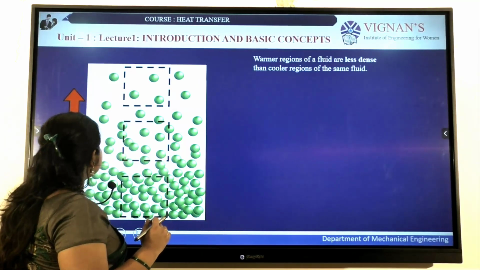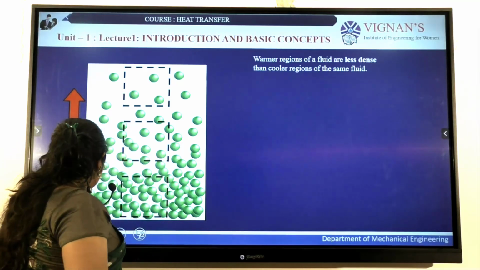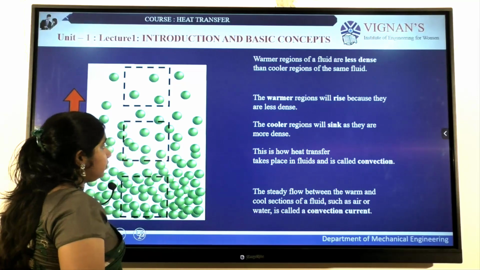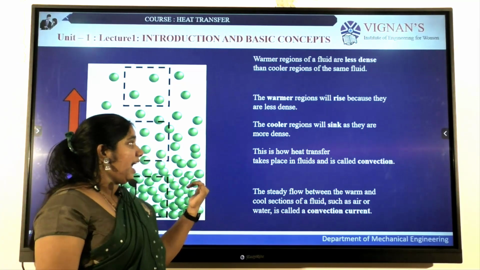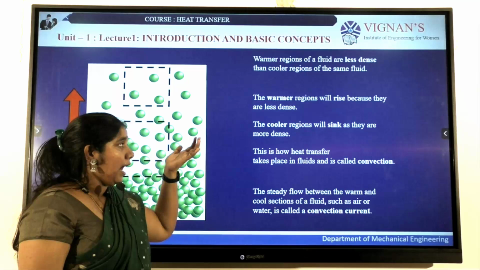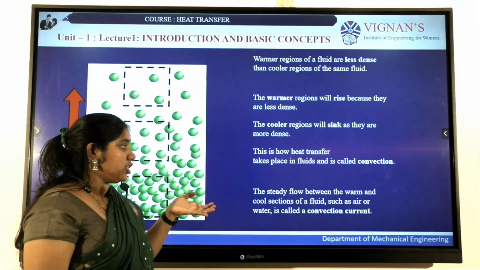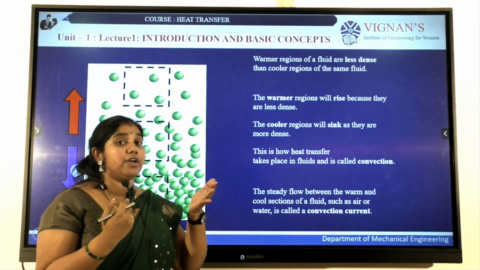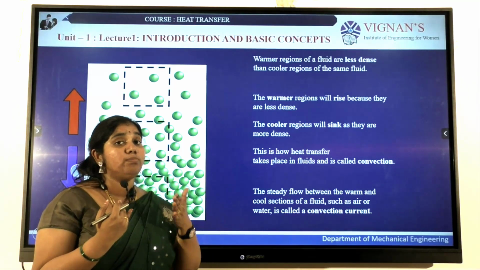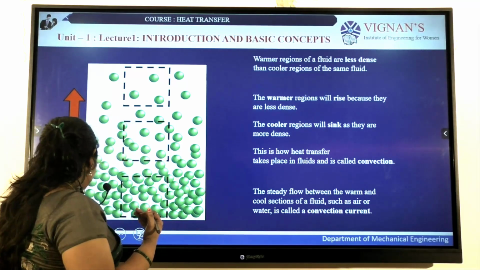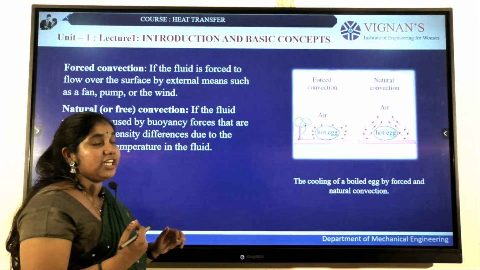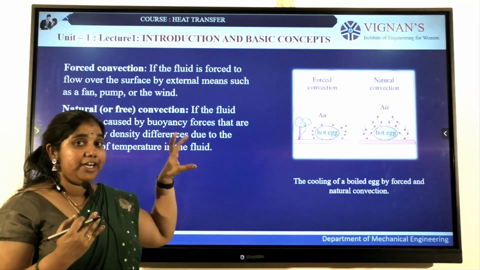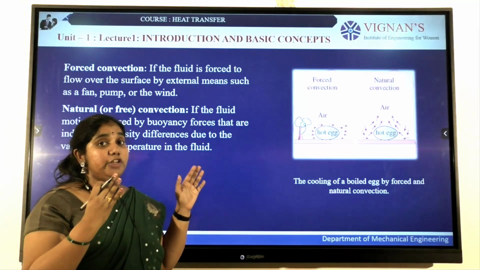So now let us see the introduction of convection. As we all know, more dense regions will be cooler and less dense regions will be warmer. So obviously there will be some convection current that happens, either from lower to upper or upper to lower. That type of condition is called convection. Again, this convection is divided into two types, which I already told you: with phase change and without phase change.